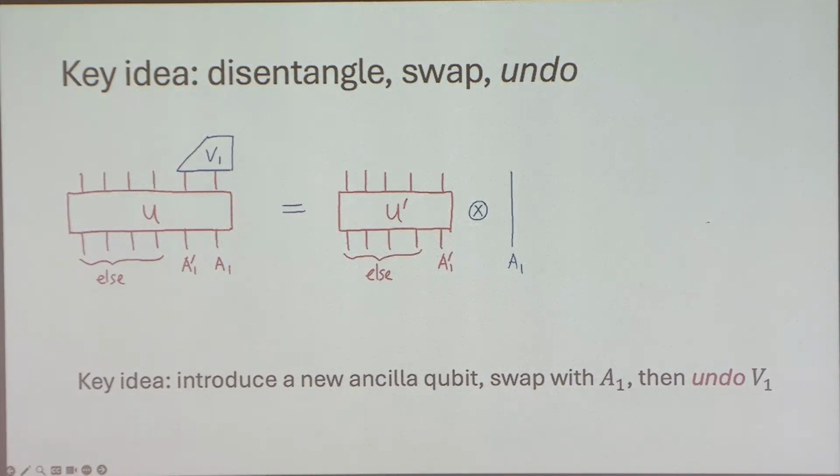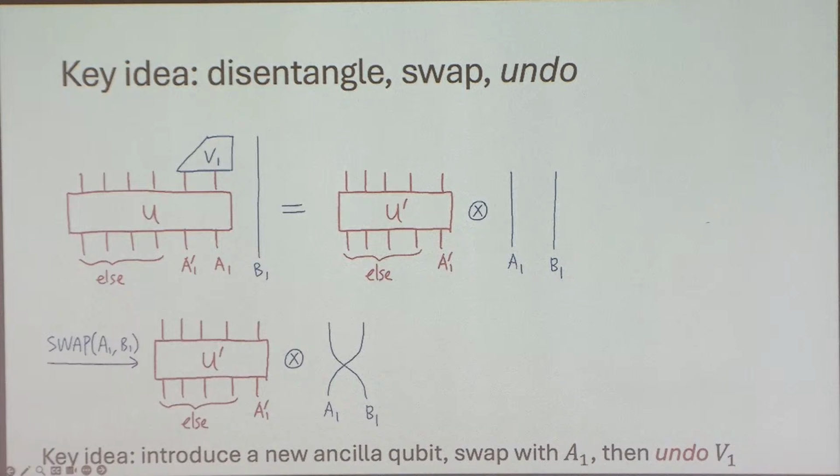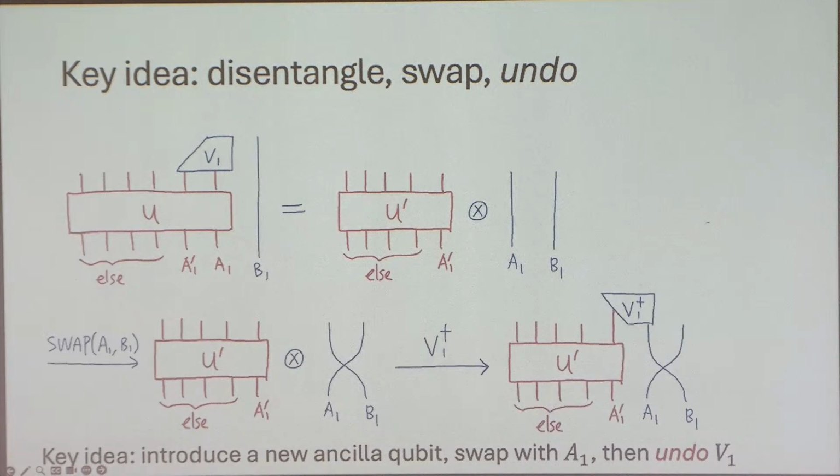So our idea is to introduce a new ancillary qubit, swap with A1, and undo V1. Okay, so let's see how it works. The first step is very easy. Just add a new wire. It's not doing anything. The second step is also very easy. Swap, which is also not doing anything. Just swap A1 and B1. And the third step is also very easy. We just undo V1 by applying V1 dagger. Now we are done. That's the key idea.